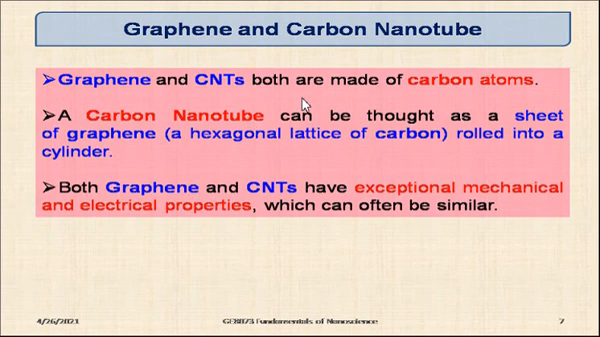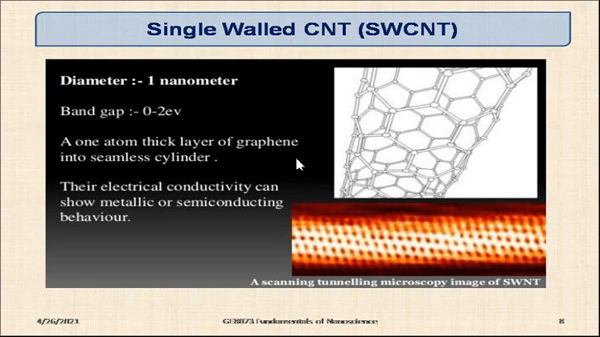Then coming to graphene and carbon nanotube. Graphene and carbon nanotubes both are made of carbon atoms. A carbon nanotube can be thought of as a sheet of graphene rolled into a cylinder. Both graphene and CNTs have exceptional mechanical and electrical properties which can often be similar. And we have single-walled CNTs and multi-walled CNTs. The picture shows a single-walled CNT of diameter 1 nanometer with a band gap of 0 to 2 electron volt. 1 electron volt is equal to 1.60 times 10 power minus 19 coulombs.